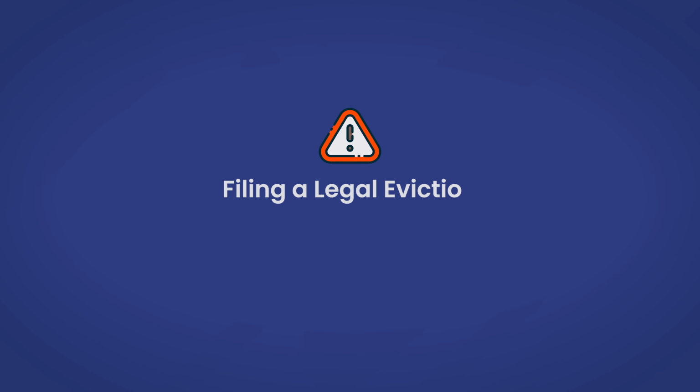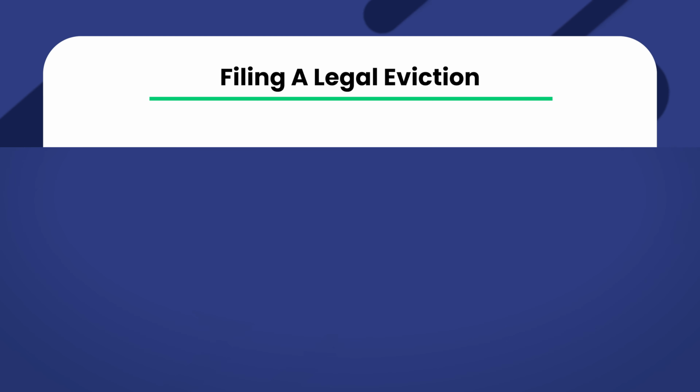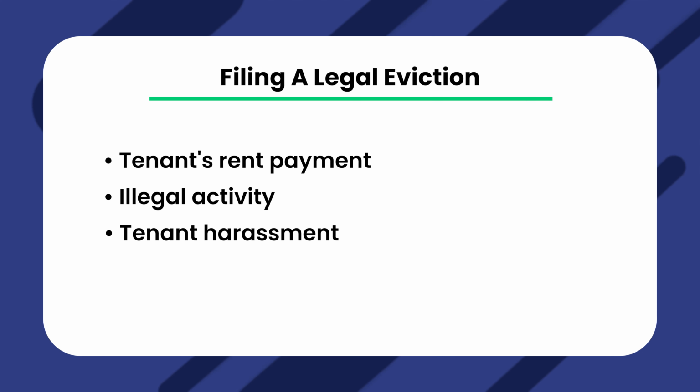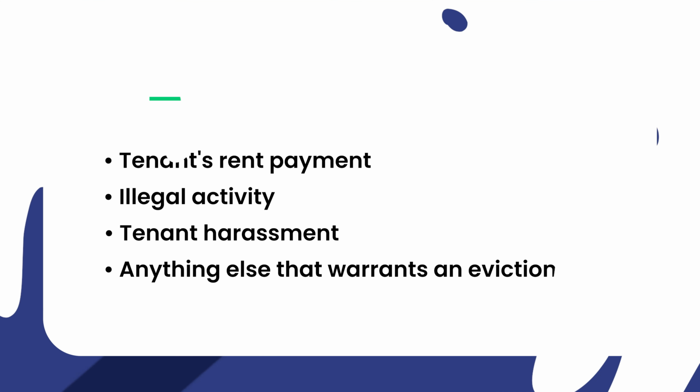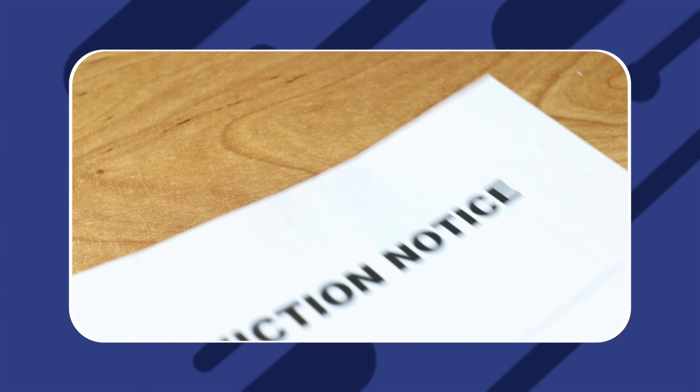Another example of something a landlord can do that is not considered harassment is file a legal eviction. This eviction can be related to the tenant's rent payment, illegal activity, tenant harassment, or anything else that warrants an eviction. Once again, just check out that playlist we have on evictions state by state. It is important to note that although evictions are legal, it's important to do everything legally. If not, there can be legal trouble throughout the process of the eviction.